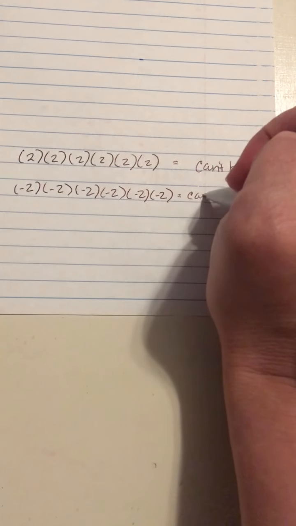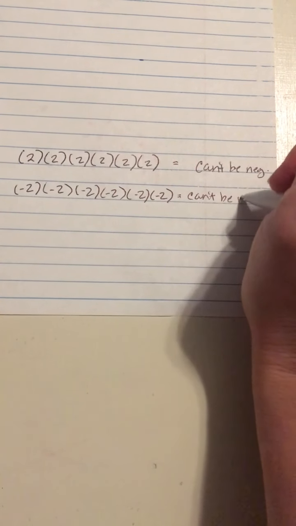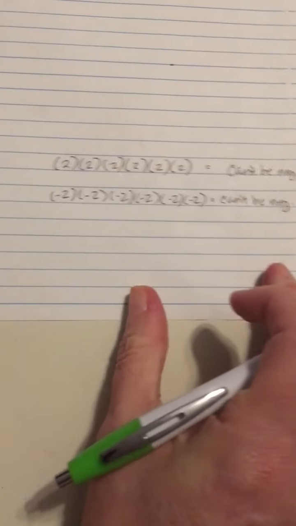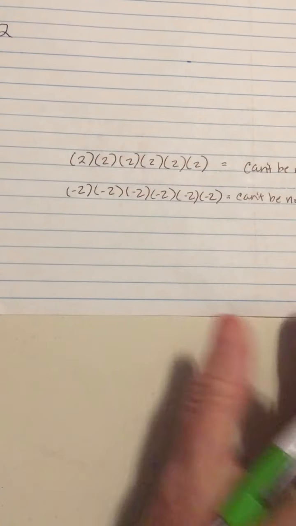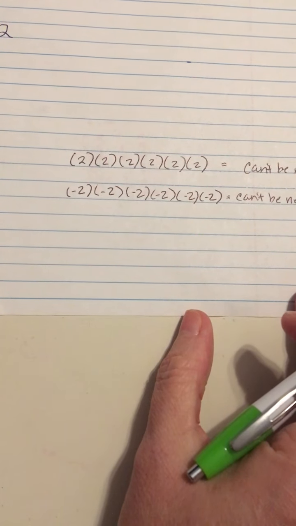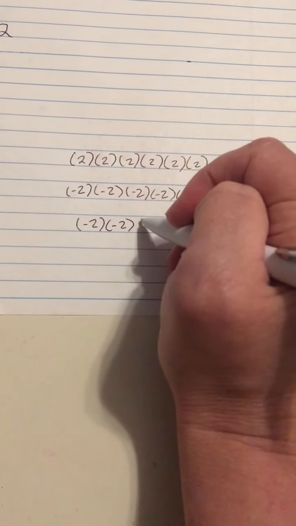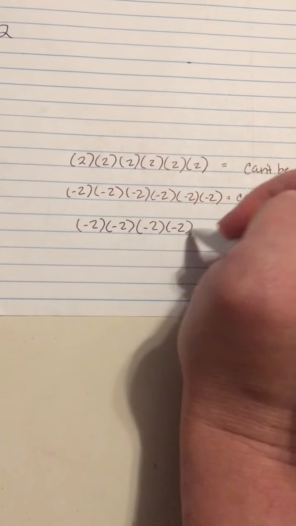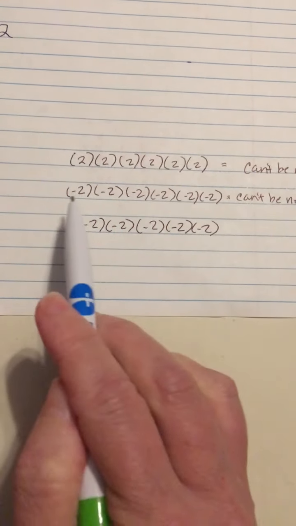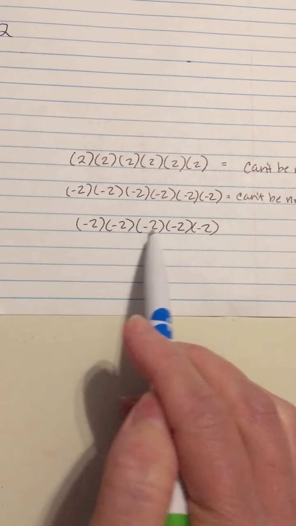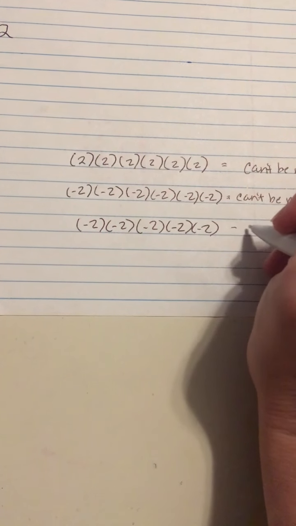No, this can't be negative either, because there's an even number of negatives, and the negatives are going to all cancel each other out. So your answer will be positive. Now, if there's an odd number, let's say negative 2 to the 5th power, there's an odd number of negatives. That would be positive, negative, positive. You can have a negative there.